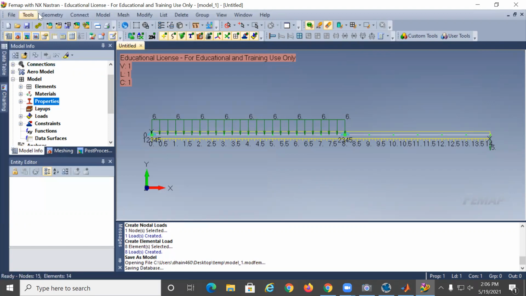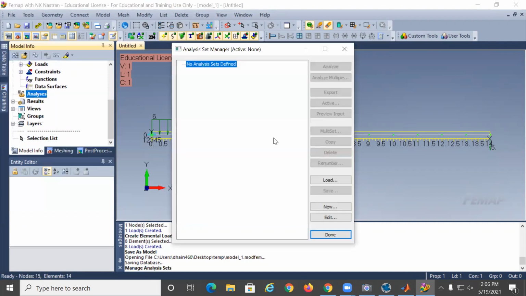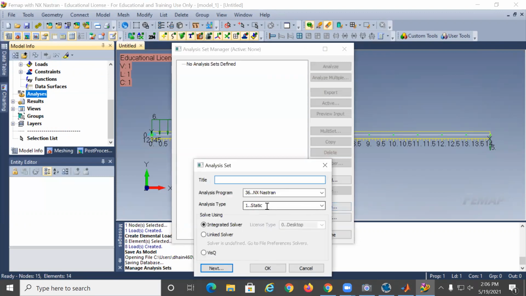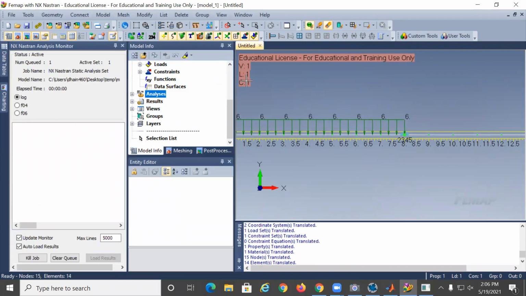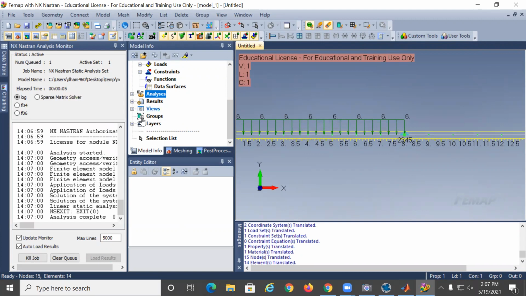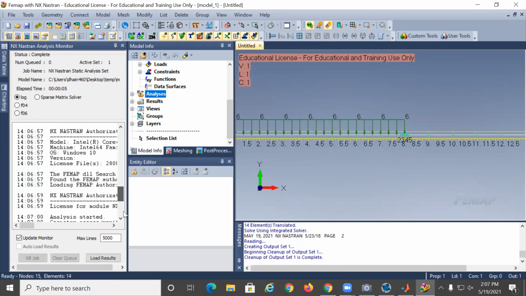You can do almost everything using this menu here, or you can do it from here. If you want, I'll show you the next one from here. Right click, manage, new. We use the static solution. You can just say okay and analyze. I'm not going to get into too many details, and this should be pretty quick to run. Now that's it. It's done.